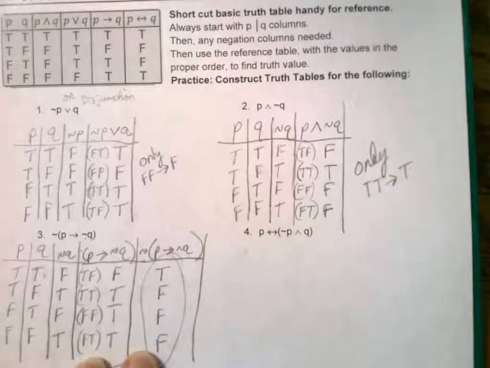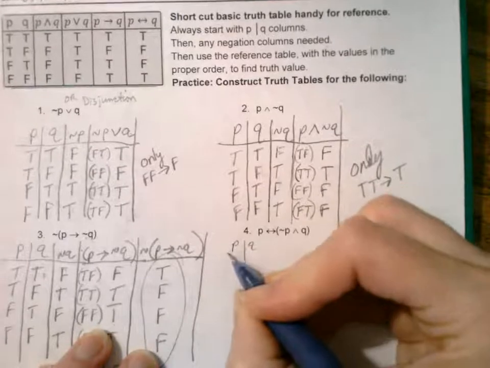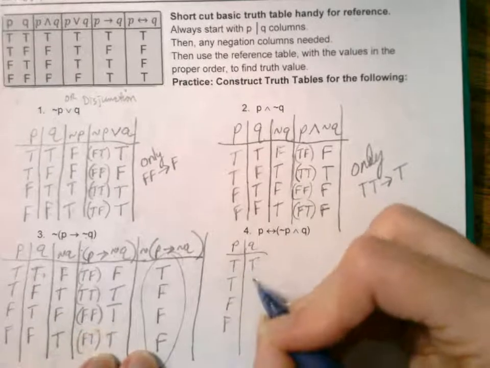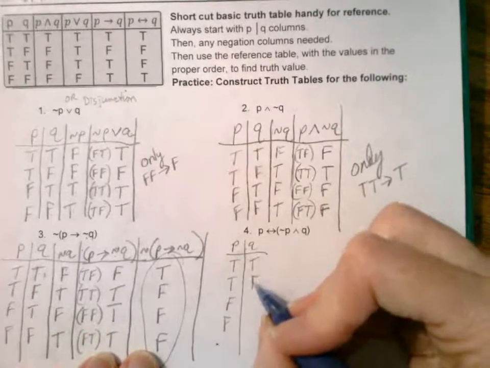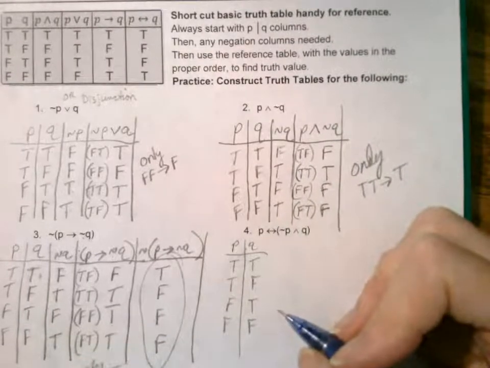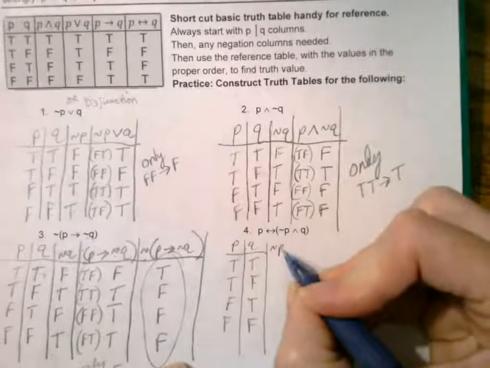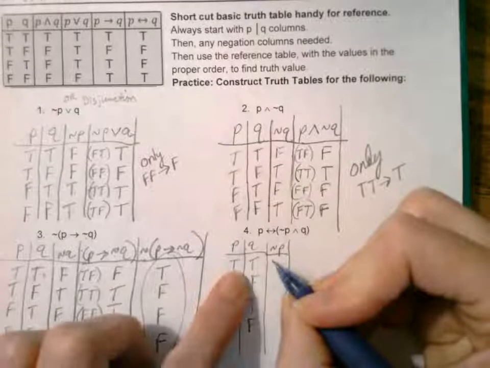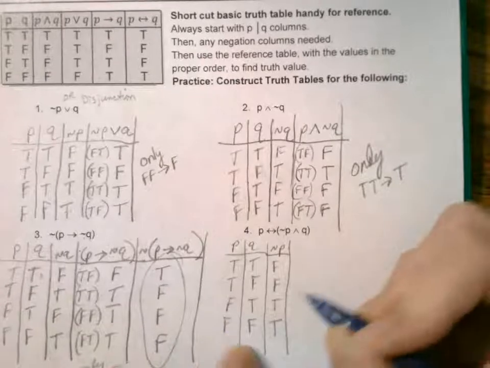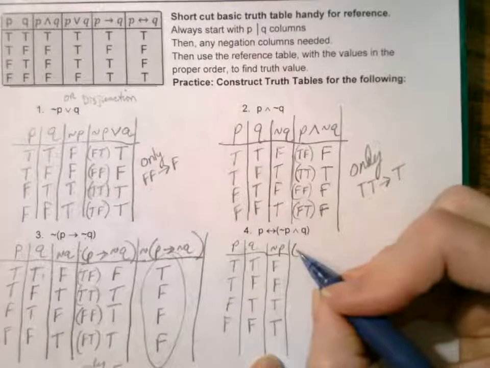Okay, so I need a P, always starting with a P and a Q. T, T, F, F, T, F, T, F. All right, there's the P and the Q. Any negations? There's a not P that I need to use. So if this is T, then that's F. If this is F, T, T. There's my not P.